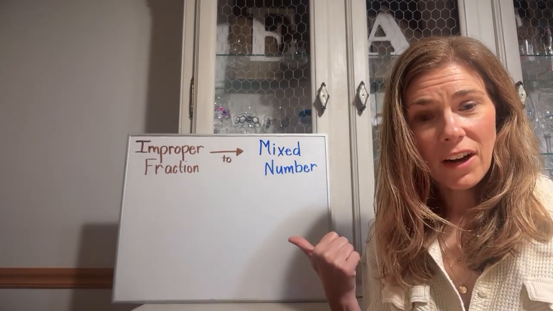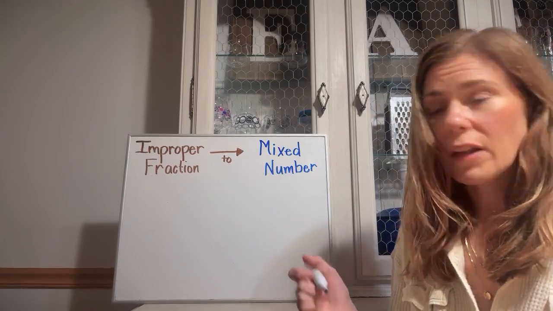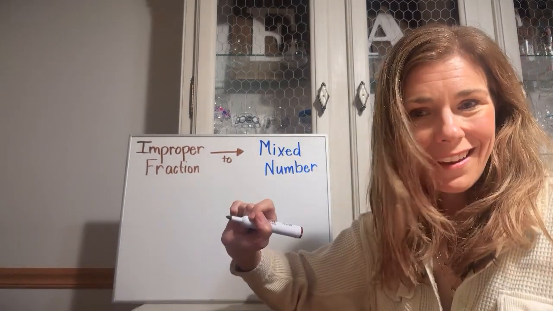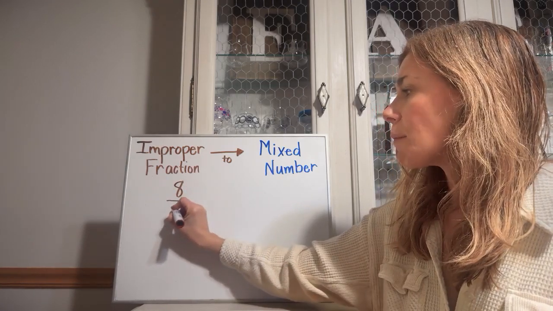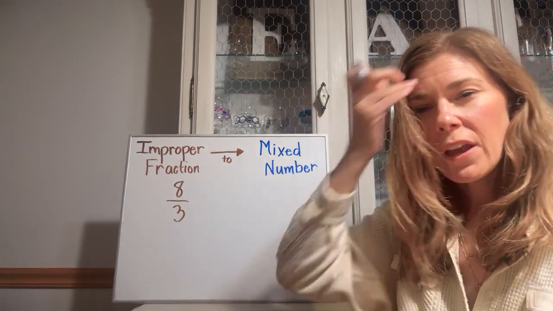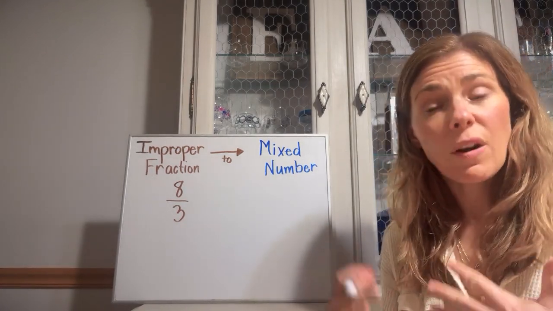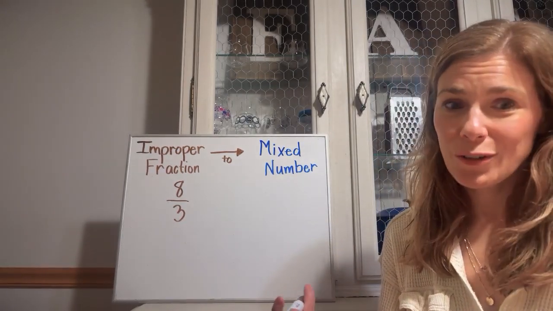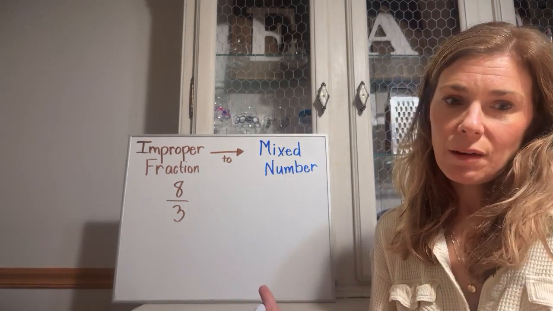Let's talk about improper fractions to mixed numbers. An improper fraction is when the top number, aka the numerator, is larger than the denominator, the smaller number. Your children are asked to draw a model or a picture to represent this, like every math teacher in the world has ever told us to show your work. This is what they're asking them to do.